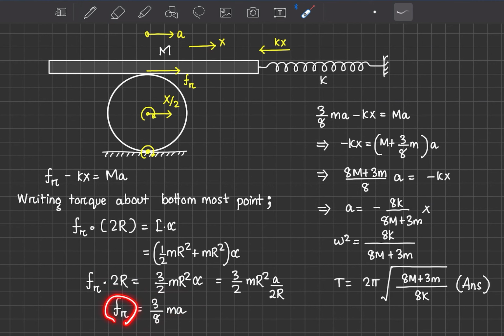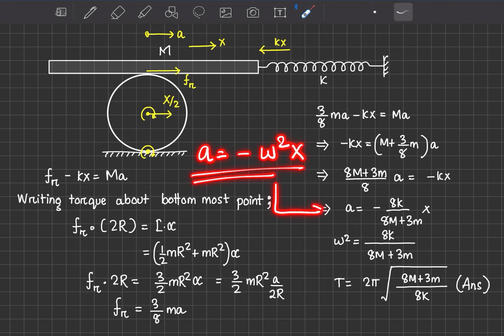Now we got friction in terms of acceleration. Let's substitute this value in this equation. So instead of friction, we get 3 by 8 small m into A minus kx equals capital M into A. We just substituted the value of friction here. Now rearranging the equation, we get minus kx equals (M plus 3 by 8 m) into A. So A equals minus of 8k by (8 capital M plus 3 small m) into x. And when we write this, we get the form A equals minus omega square x.